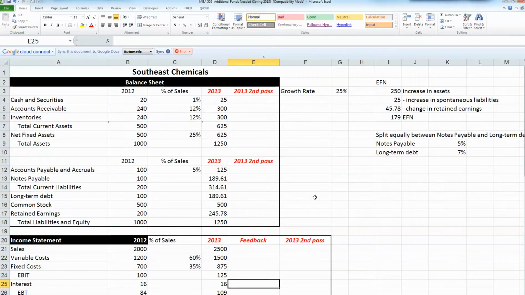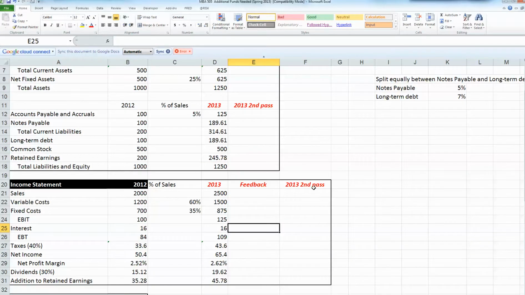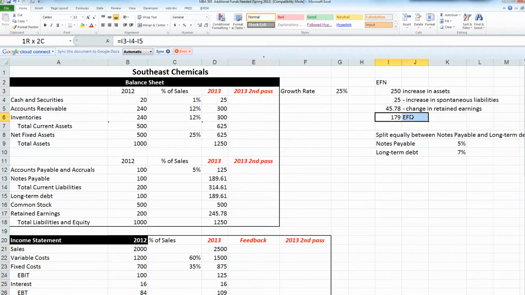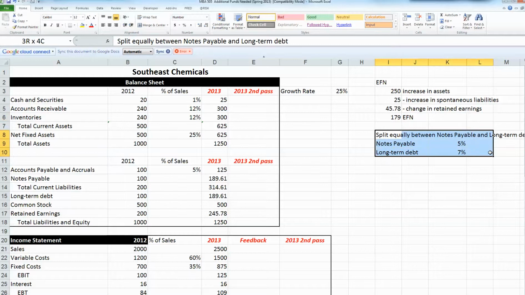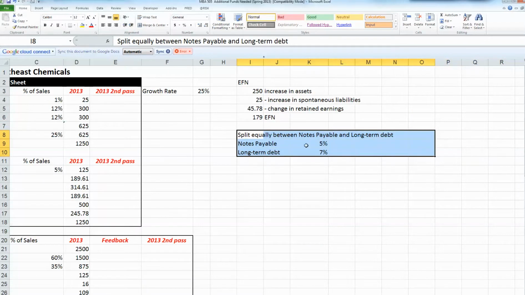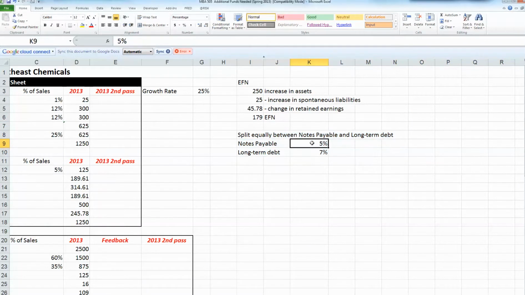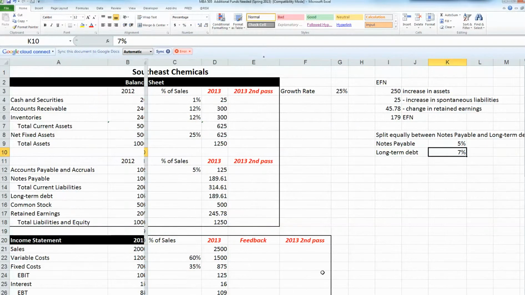So to figure out my new interest expense, or what they call the financing feedback, essentially I looked to see whether or not I needed any external financing, and I did. So how am I going to raise that? I'm splitting it half between notes payable with this interest rate, half between long-term debt with this interest rate. And maybe I had split it partly with issuing new stock as well, which would mean I'd have to pay dividends on that.